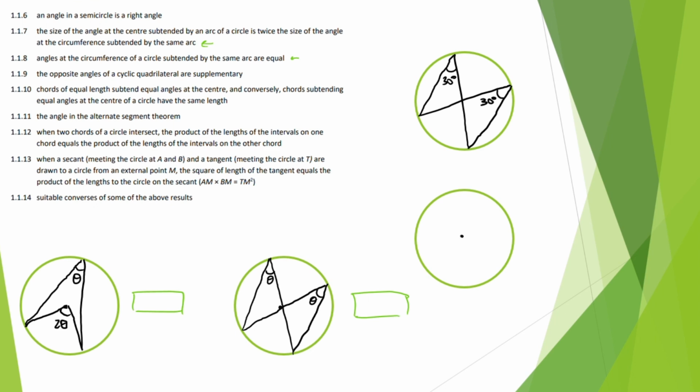Okay? If I have an angle here at the center, and this is 40 degrees, and I have an angle at the circumference subtended by the same arc, that means this angle must be 20 degrees, half of the angle at the center subtended by the same arc. Okay, so those are points 1.1.7 and 1.1.8.